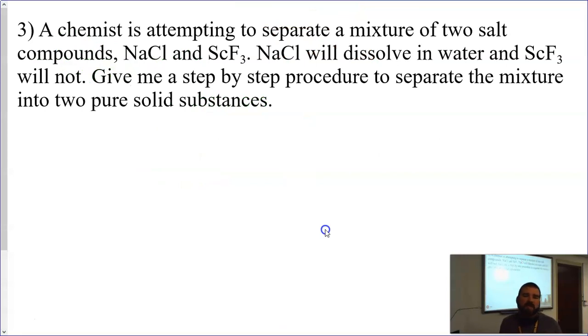A chemist is attempting to separate a mixture of two salt compounds, sodium chloride and scandium fluoride. Sodium chloride will dissolve in water, scandium fluoride will not. Give me a step-by-step procedure to separate the mixture of these two into two pure solid substances. All right? Please pause the video. Try this. I want you to try this problem before I give you all the answers.